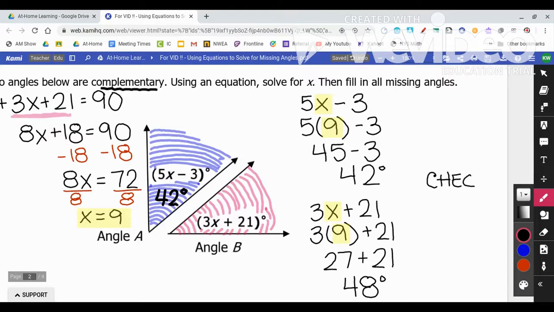So for my check, I'm going to add these together and see if they actually add up to 90 degrees. And they do, which means that I solved this correctly and I can move on to the next example.